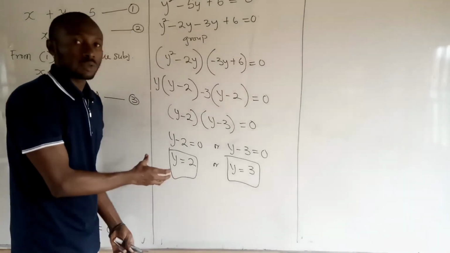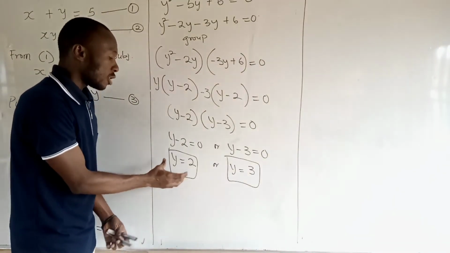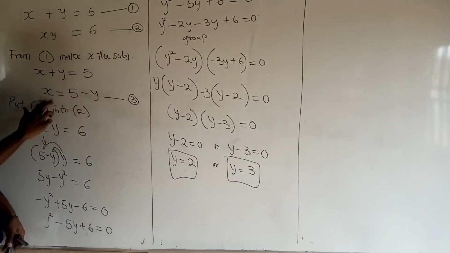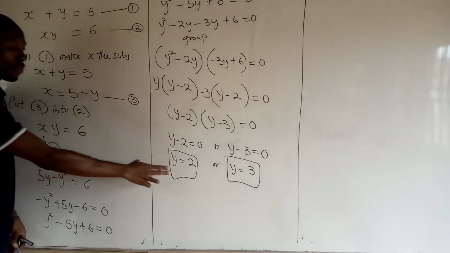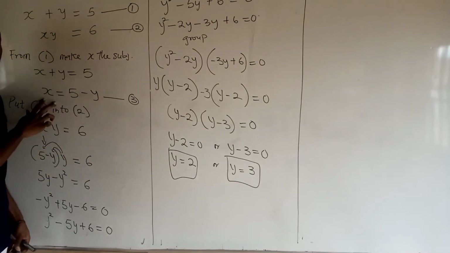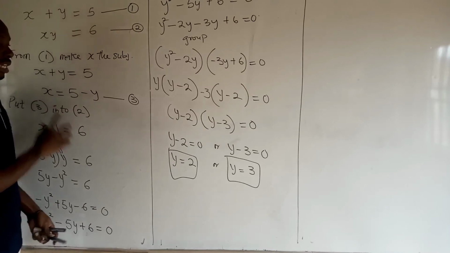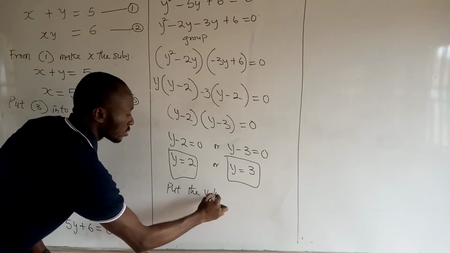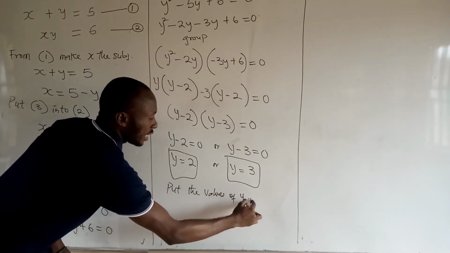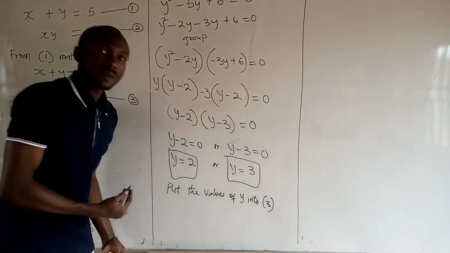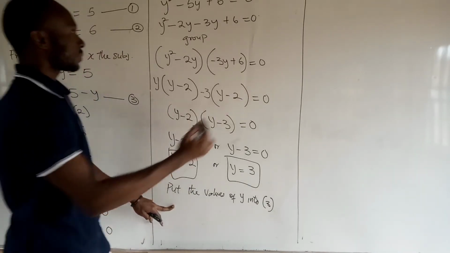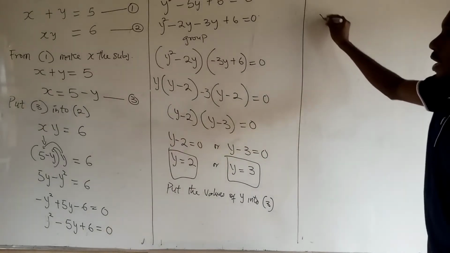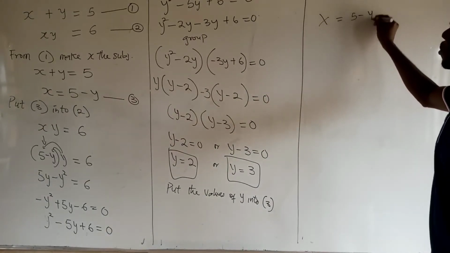Now, the next thing we want to do with these values of y is to input them into our equation 3 to get the values of x. In other words, we input the value of y to get the corresponding value of x. So from equation 3, I'm going to put the values of y into equation 3. So equation 3 is simply x is equal to 5 minus y.